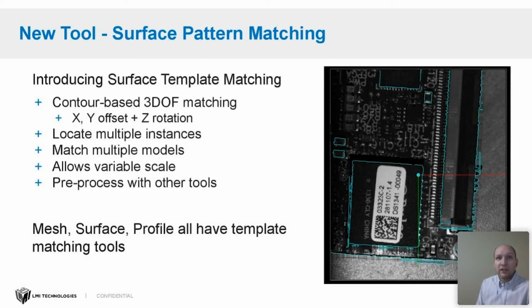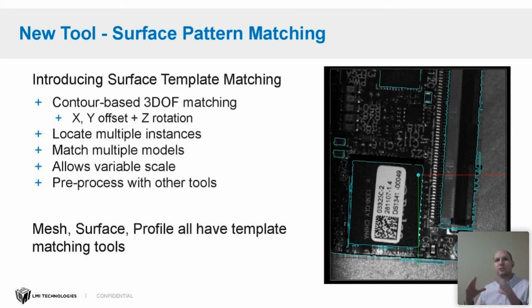So one of the key things is that it can operate on multiple instances. So if you have multiple instances of the same part within a single scan, you can locate all of those. You can match multiple models. So you can just have multiple instances of this surface template matching tool, and each of them can be configured with a different model. And that allows you to match different models with these different instances of the tool, all within a single job. It allows variable scale, so you can even tolerate changes in the dimensions of your part.